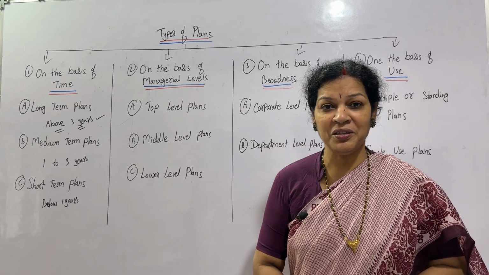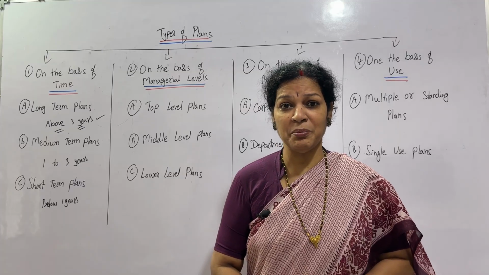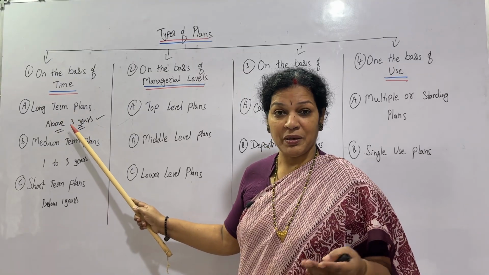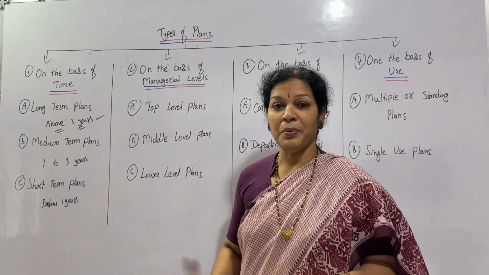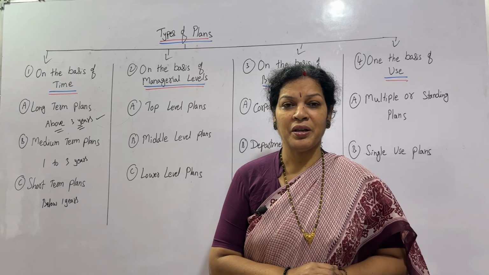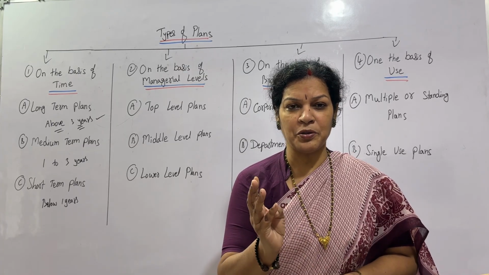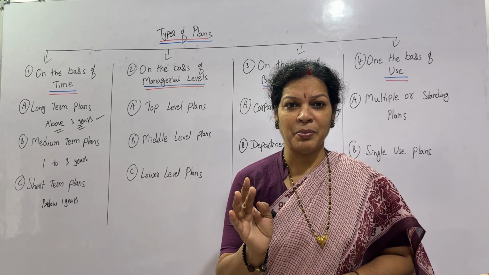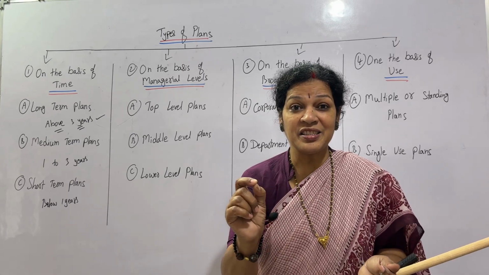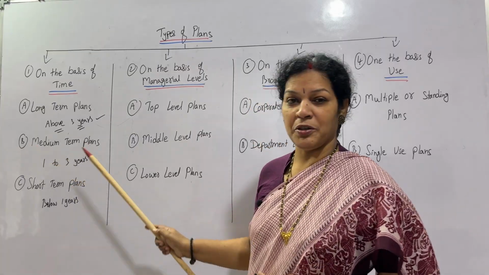Who are the top level management? Board of directors, managing directors, company executive members, board members. These people execute this long term plan because it is long term. And medium term plans, always middle level management will be preparing. Who are the middle level management? Department heads most of the time: purchase department, sales department, finance department, HR department, production department, different department heads. They are going to prepare this medium term plan.